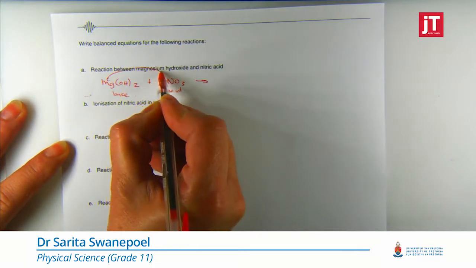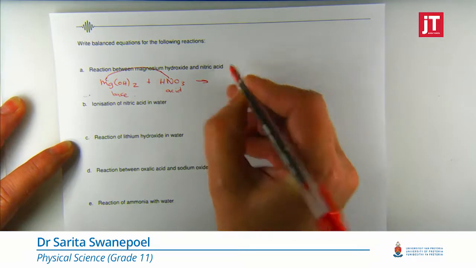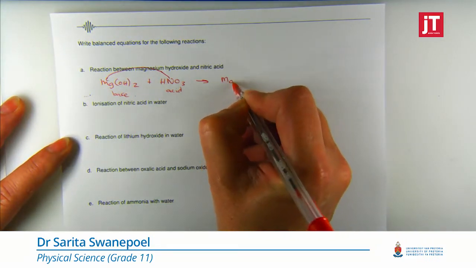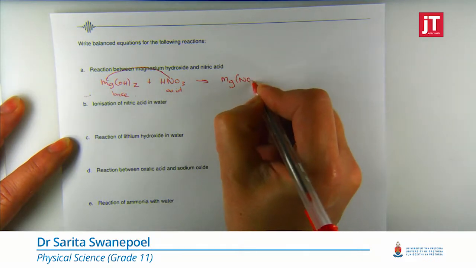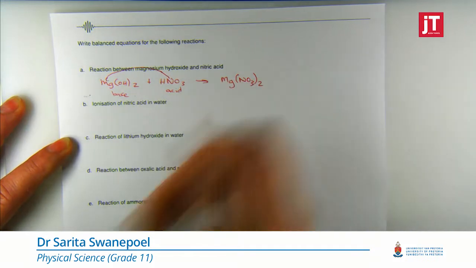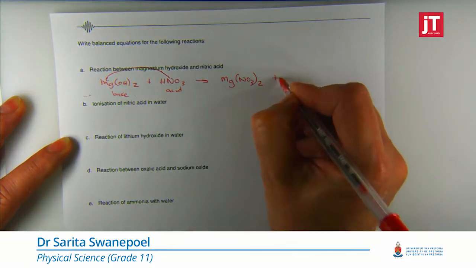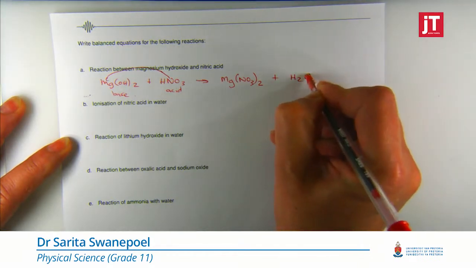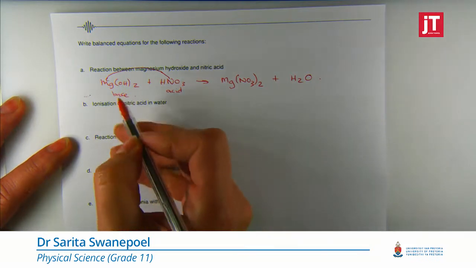The magnesium is going to bond onto the nitrate. What does magnesium nitrate look like? Magnesium is 2 plus. Nitrate, NO3 minus, is minus 1. So you need 2 nitrates for the 1 magnesium. And the other product should be water. And now we just need to balance it.